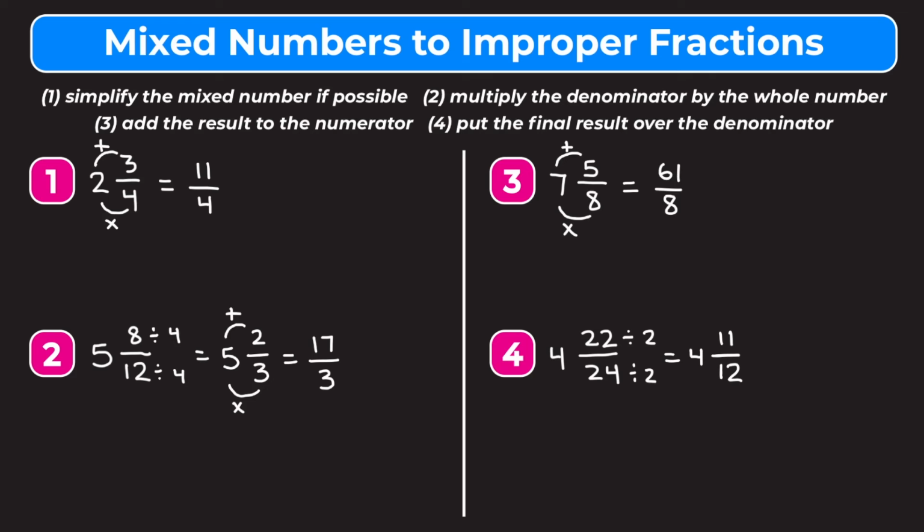And now we can switch this into an improper fraction. So we are going to multiply our denominator by our whole number. 12 times 4 is 48. Add that to our numerator of 11. 48 plus 11 is 59. Put that over our denominator of 12. We want to put it over the simplified denominator. So we get 59/12. So hopefully this video helped you guys understand how to convert mixed numbers to improper fractions.